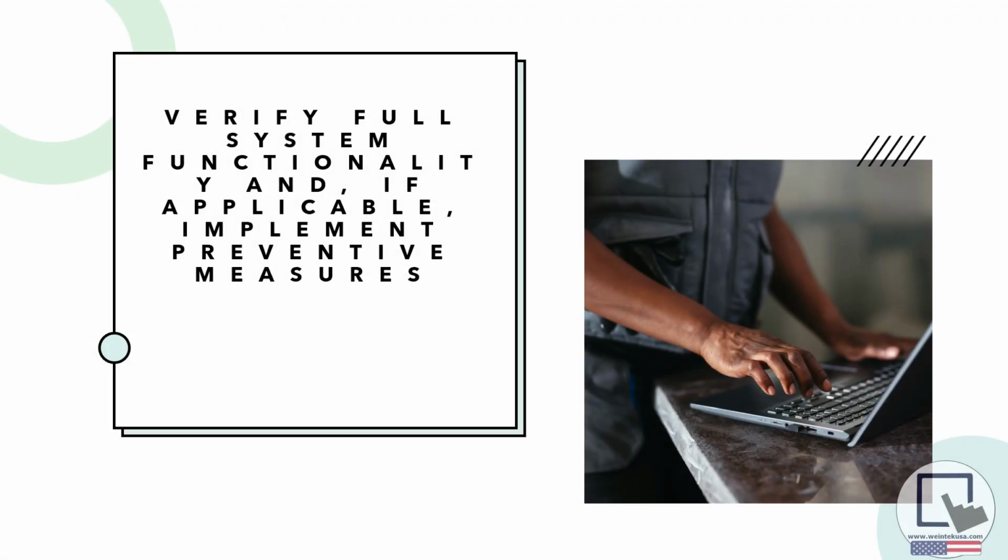Verify full system functionality and, if applicable, implement preventative measures. After implementing your solution, it's essential to test the network. Ensure that the original issue has been resolved, but also watch for any new problems that might have emerged from the changes you made. As part of your verification process, use the network tools available to you and gather feedback from individual users about their experiences on the network.